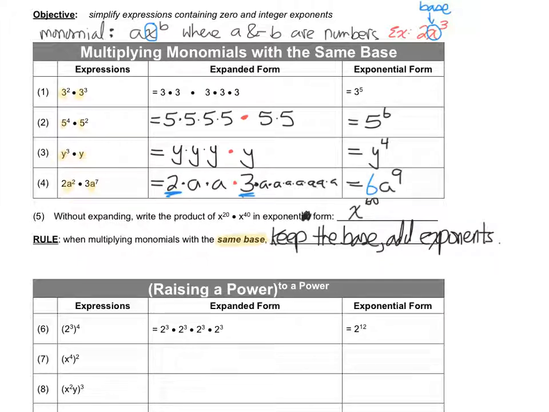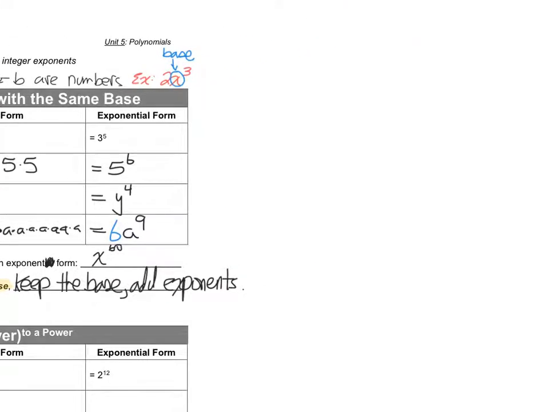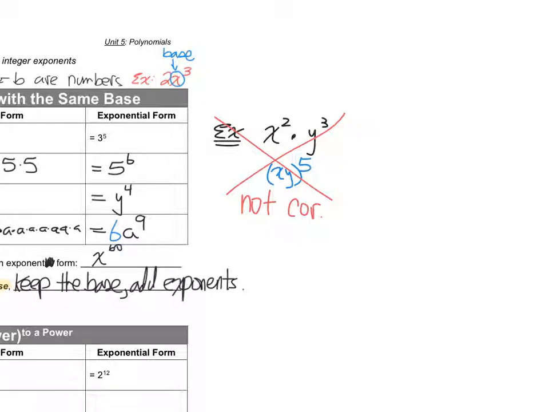Because I'll see it, it'll happen. This is what I'll get. Somebody's going to do it, and it's not to make fun. This is to become a cautionary tale. So I will see something like x squared times y to the third, and what people will write is xy to the fifth. That is not correct. Also known as wrong. Could even think of that as bad.